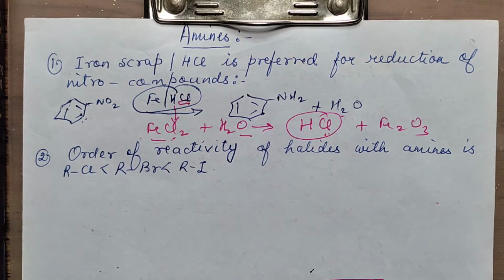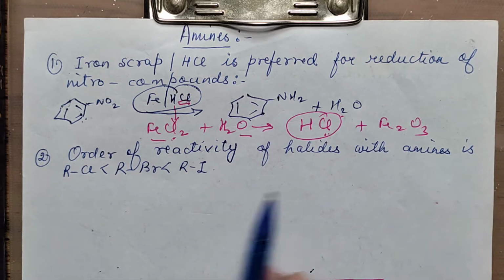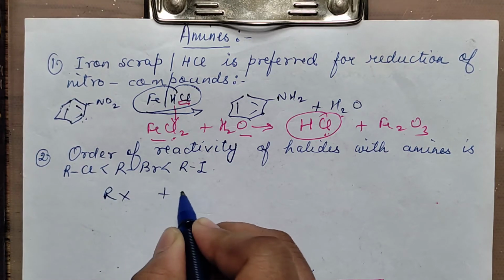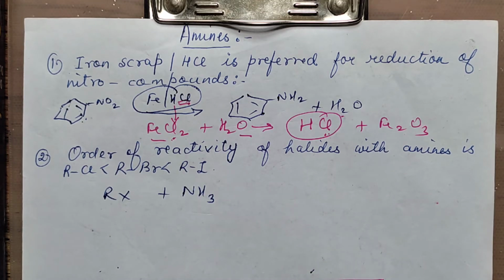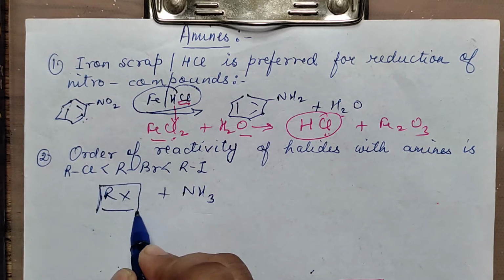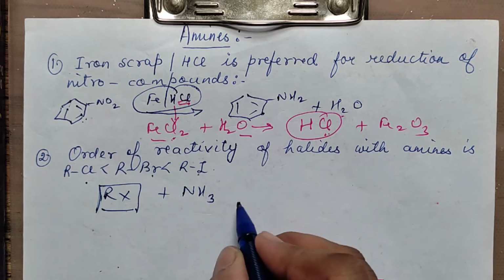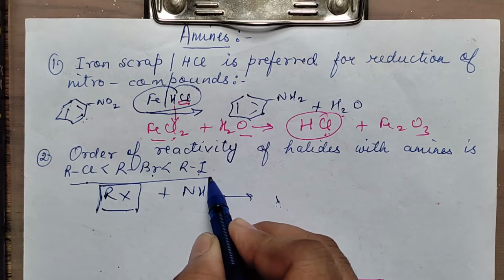The next question says: order of the reactivity of the halide with amine. That means basically we are talking about the reaction of RX with ammonia, where we generate 1 degree, 2 degree, 3 degree amines. One by one various alkyl halides will react. The question says that this order is chloride least, then bromide and iodide. This is very simple. In this the equation is not required. You can just answer on the basis of this.